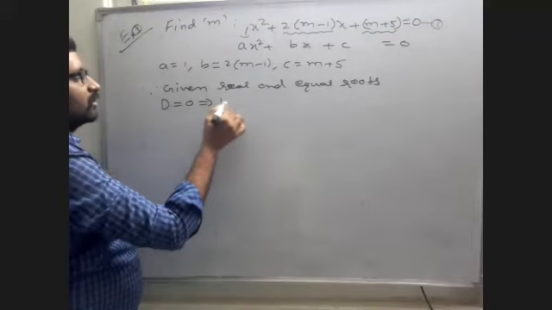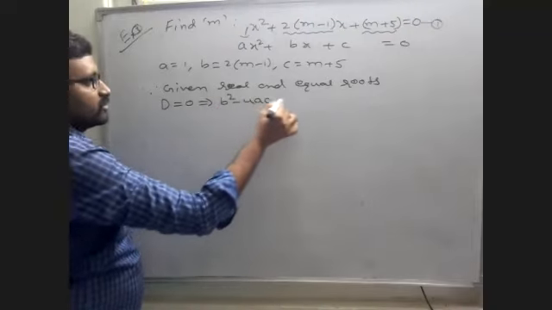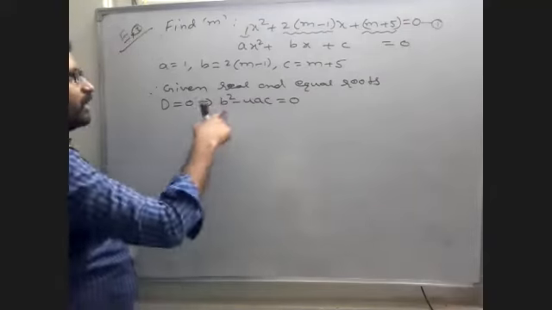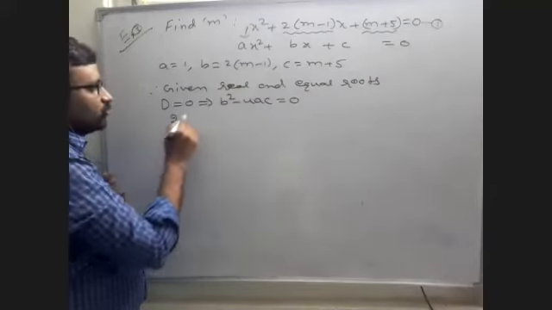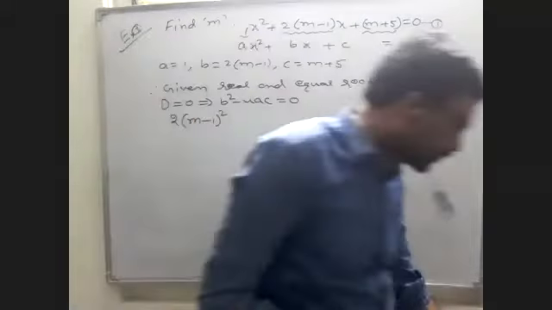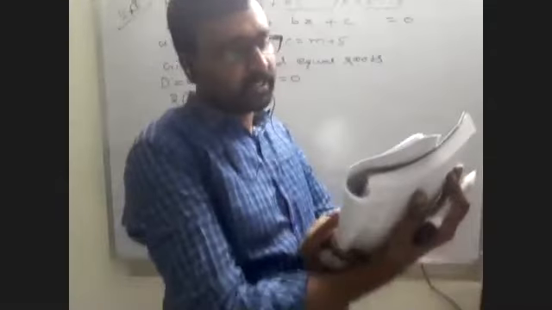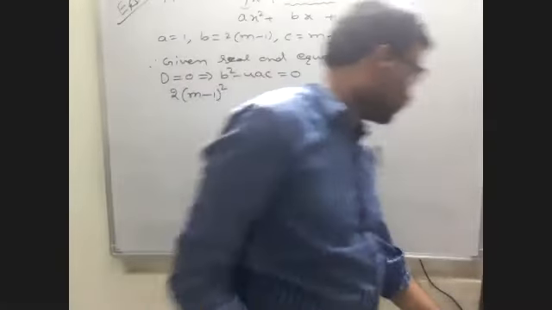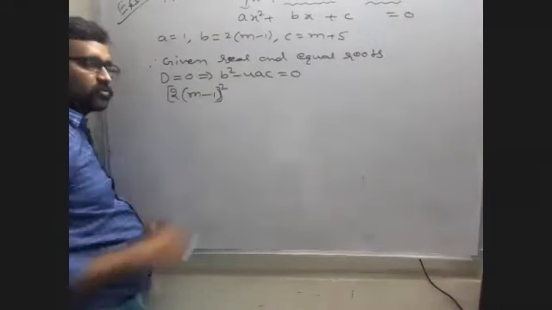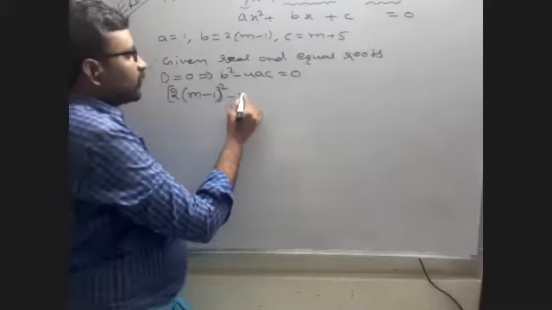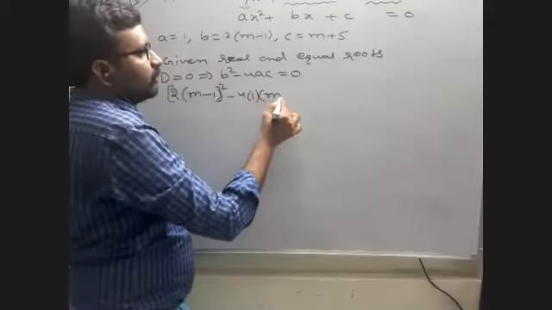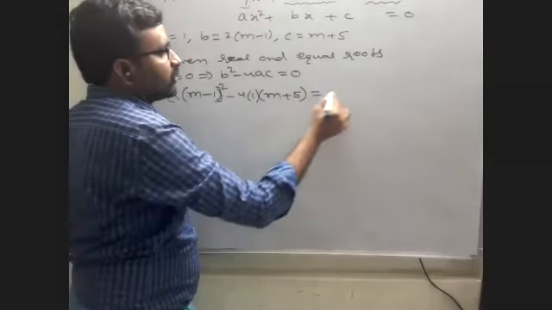D means what? B square minus 4ac is equal to 0. What is b? This is b, 2 into m minus 1, whole square. Just a minute, I am checking the question. 2 into m minus 1 and m plus 5, right? So this is b square. So for b you have to write whole square, minus 4 into what is a? 1. What is c? m plus 5 is equal to 0.